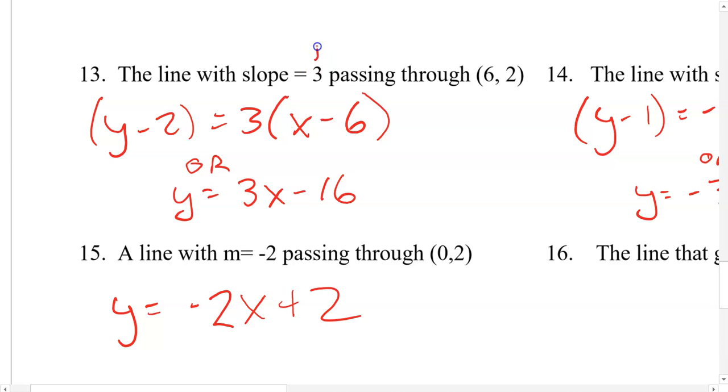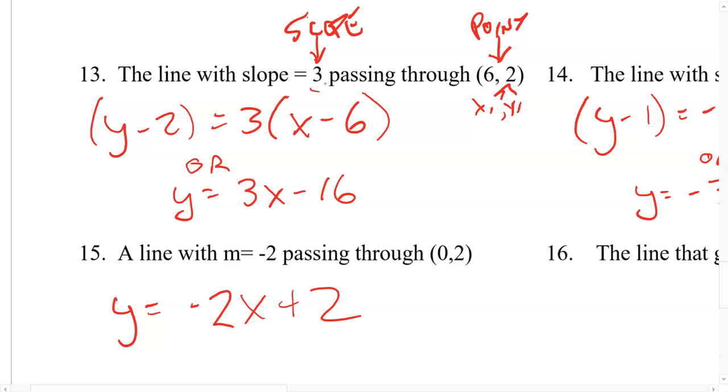The easiest way to write this then is going to be using the point slope form. So if we use the point slope form, point slope says that we have y minus y1 equals m times x minus x1. This is x1, y1. So y minus 2 equals slope 3 times x minus 6.